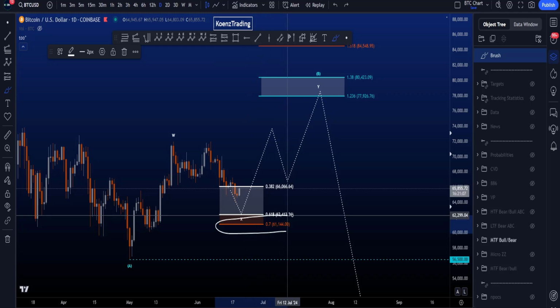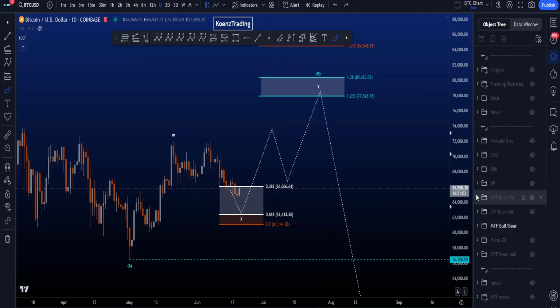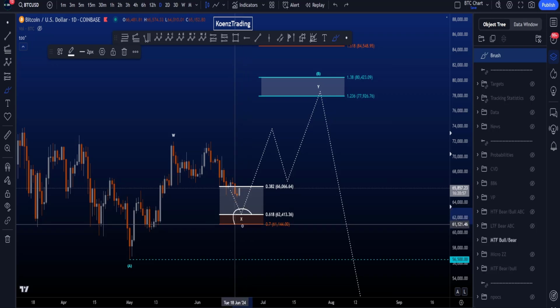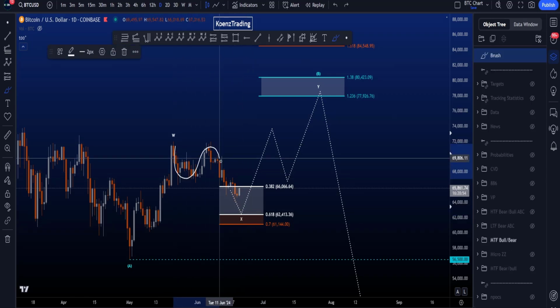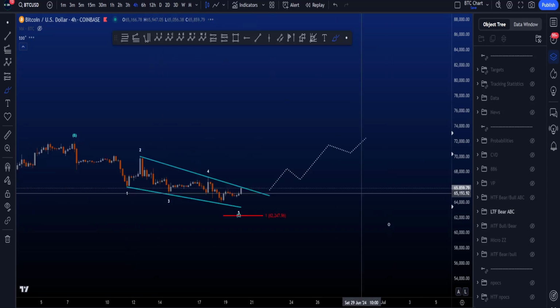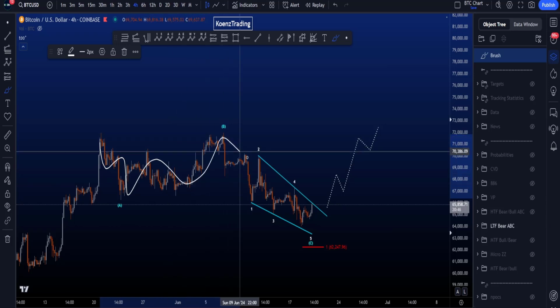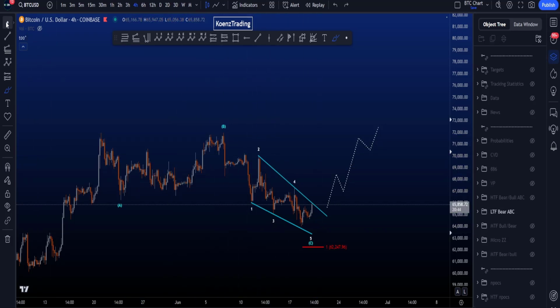You don't want to hit the 0.7 as wave X at 61.1k, as that significantly reduces the probabilities for a double zigzag to the upside. In wave X, we need to look for a 3-wave corrective structure to the downside, currently labeled as a flat. So here we have a flat structure, 3-wave A, 3-wave B, and then a 5-wave C to the downside.